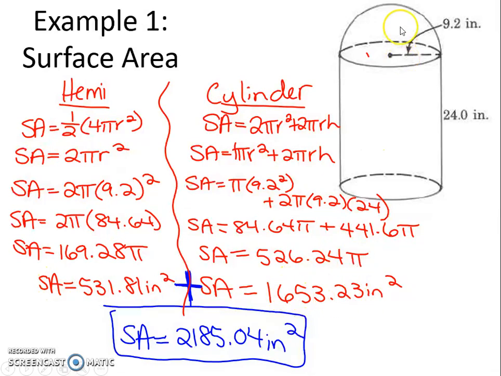And then you're going to add that top half of the sphere and this, and add them together. You get 2,185.04 square inches. So make sure you do not include that. Don't do 2 pi r squared, just one circle, pi r squared. Okay? So please take notes.